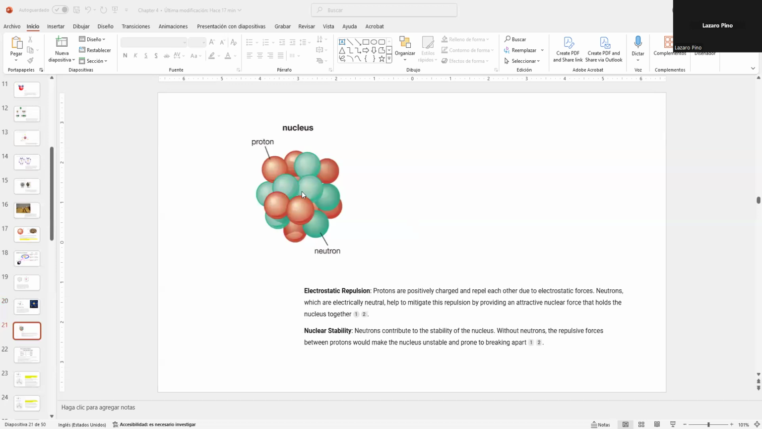But how can you have protons so close together if they are positive? How is it possible that they don't repel each other? That's why the neutrons were discovered, and as they are neutral, they separate one proton from another, and this way they get nuclear stability.